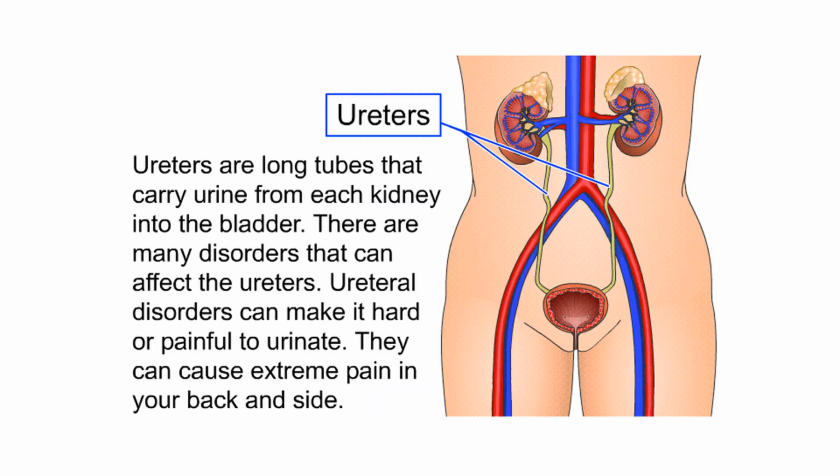Summary. Ureters are long tubes that carry urine from each kidney into the bladder. There are many disorders that can affect the ureters. Ureteral disorders can make it hard or painful to urinate. They can cause extreme pain in your back and side.